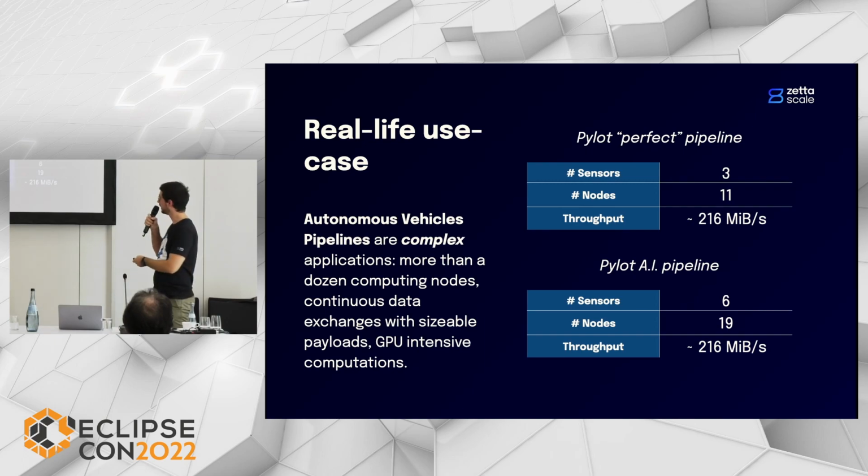This is the difference between the perfect pipeline and the AI: the perfect pipeline is getting information directly from the simulator. Pylot is running on a simulator called CARLA, whereas the AI will get the images from the simulator and then try to assess, to guess the information based on these images.